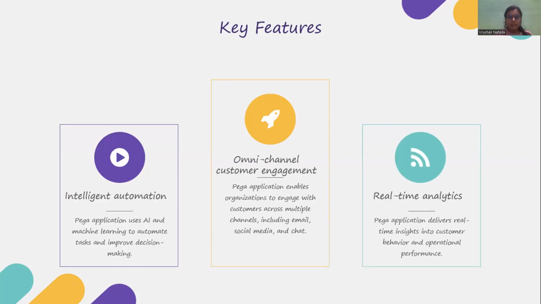Some of the key features of using PEGA are, first of all, intelligent automation. A PEGA application uses AI and ML to automate tasks and improve decision making. Second is omni-channel customer engagement. A PEGA application enables users to engage with a customer across multiple channels such as social media, chats and emails, etc. And third is real-time analytics. A PEGA application delivers real-time insights into customer behavior and operational performance.